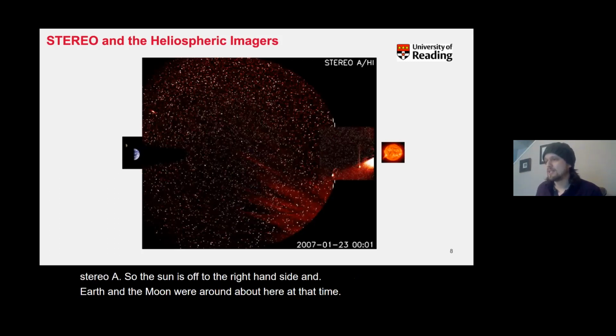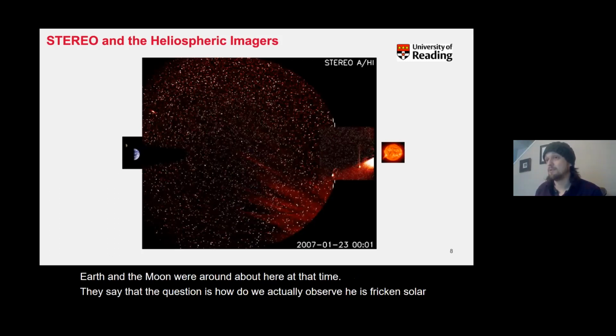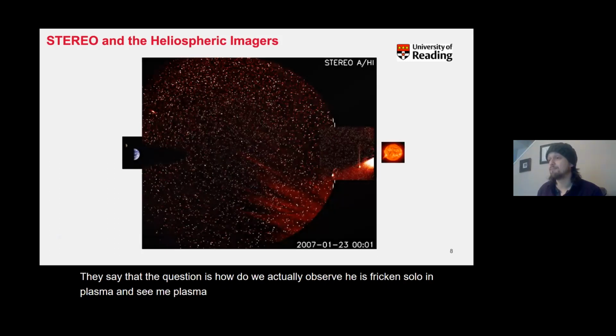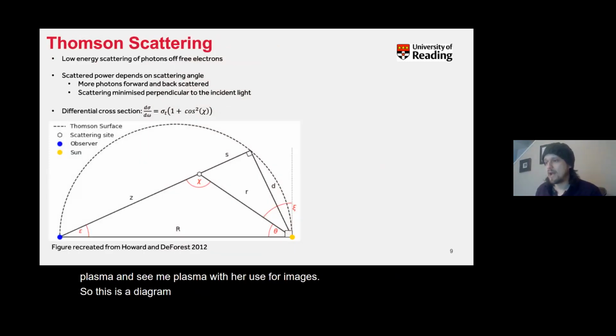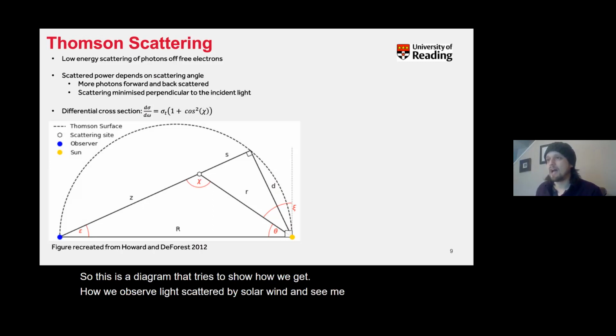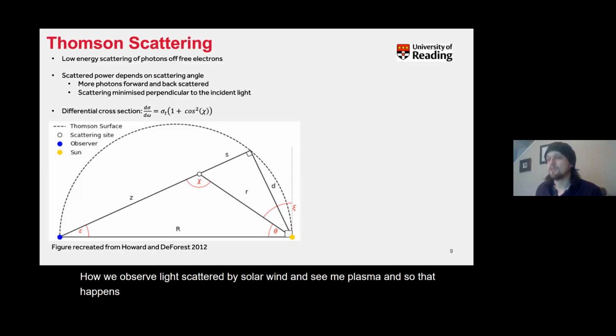But so the question is, how do we actually observe heliospheric and solar wind plasma and CME plasma with heliospheric imagers? This is a diagram that tries to show how we observe light scattered by solar wind and CME plasma. And that happens via Thompson scattering.